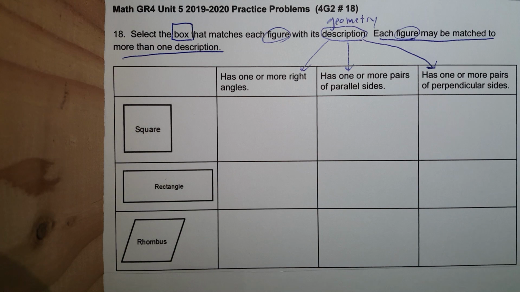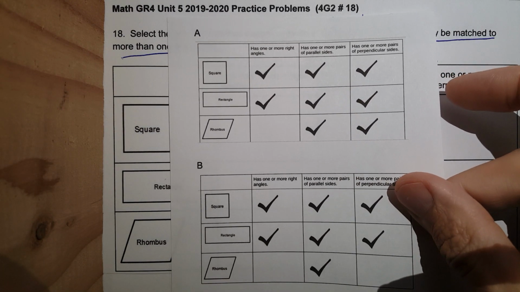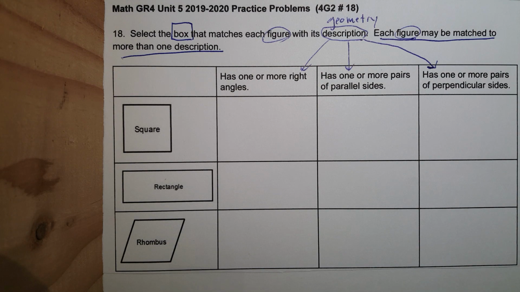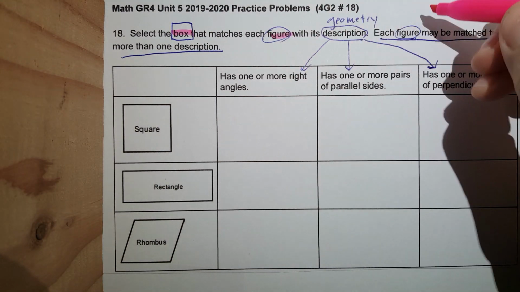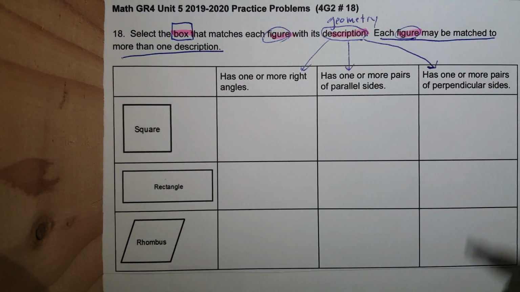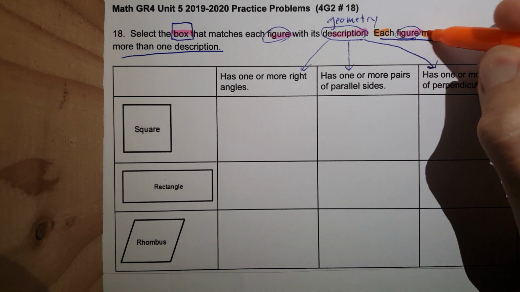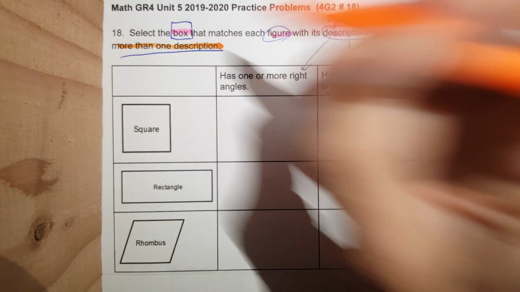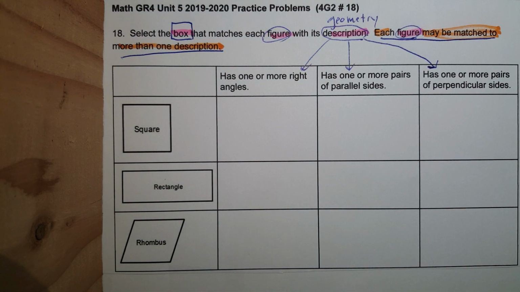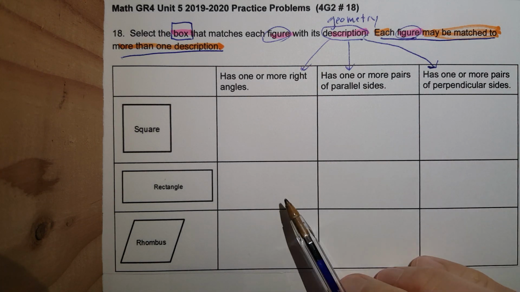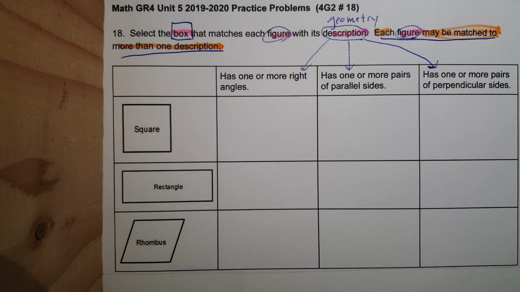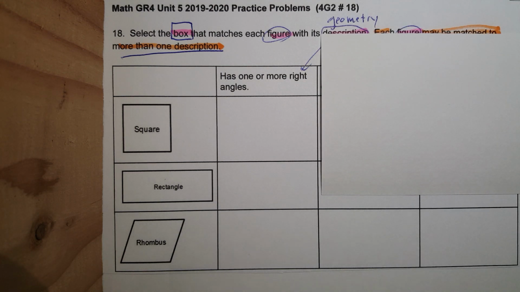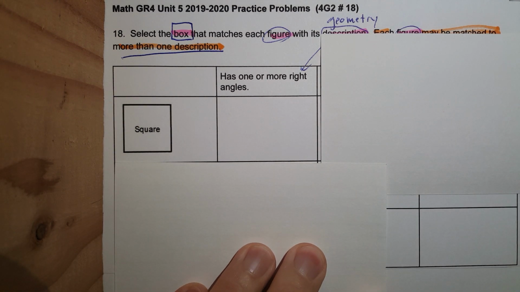So right away, if you looked at the possible choices, well, yeah, it's showing you right there. A lot of them fit more than one description. So box, figure, figure, description. And I will just highlight in orange what you need to do. So let's go through it one at a time. Now, even though this is one problem, this is like 1, 2, 3, 4, 5, 6, 7, 8, 9 problems in one. But check this out. Let's just focus on one thing at a time.